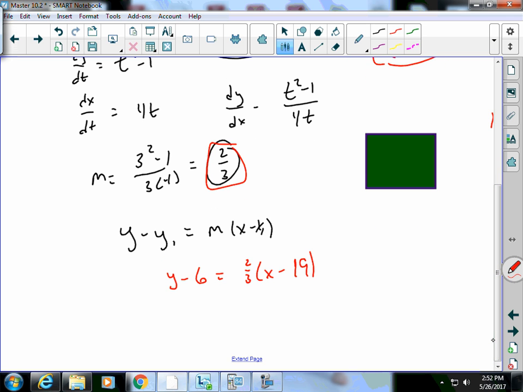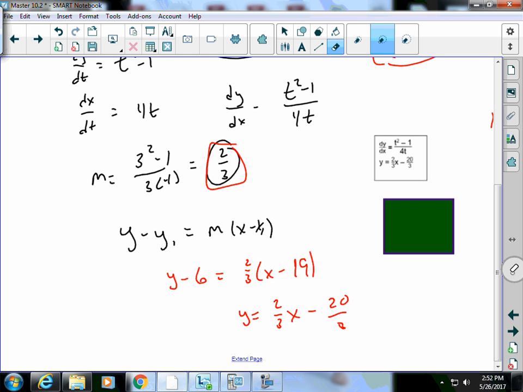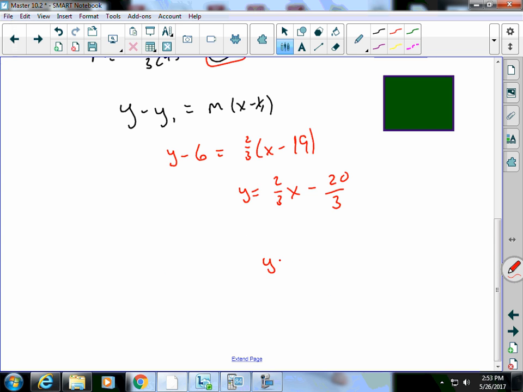I can run through all this, but you can do it on your own to verify the answer. The equation of the line is 2/3 x minus 20 over 3. You don't need to watch me actually work out that equation. You can do that algebra yourself, right? And anytime I'm asking for the equation of the line, I want it in y equals mx plus b, slope-intercept form.